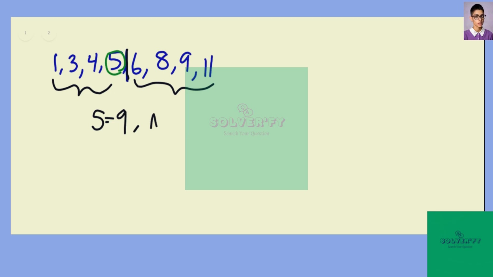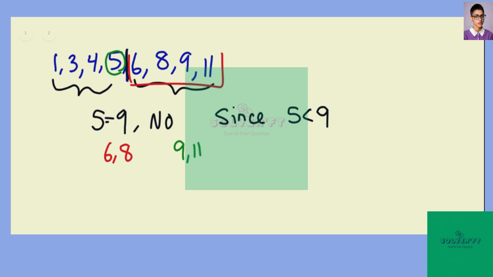And the answer is no. And in fact, since 5 is less than 9, we're just going to ignore that first list and only focus on these four. Right, so then we're going to divide the list in half again. So we'll get 6 and an 8 for one list, and a 9 and 11 as a second list.